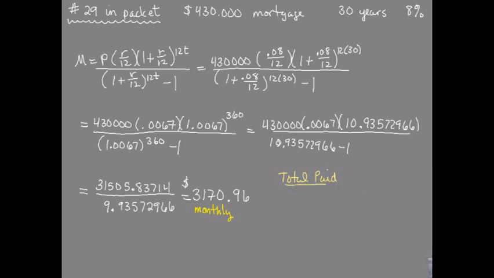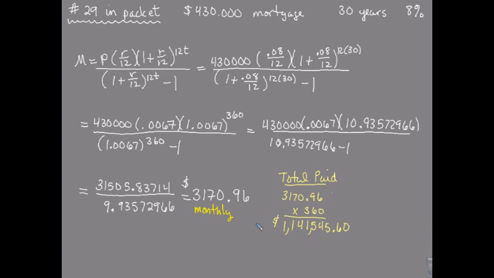All right, we're paying $3,170.96 per month. And we're paying this for 360 months. Gosh, that's a lot. Is that a million? So your $430,000 home is going to cost you $1,145,000. Did you round up in this one? I'm not sure. Probably I dropped decimals.